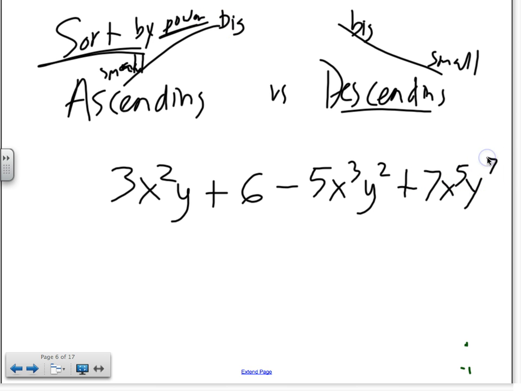So what I have up here is 4 terms. 3x squared y plus 6 minus 5x to the 3rd y squared plus 7x to the 5th y to the 7th. Notice I read it fast, but technically speaking, I should have said 3 times x squared times y plus 6 minus 5 times x to the 3rd times y squared plus, okay, you know there's a multiplication in between, right? When I ask you to sort, I will give you a direction to sort because you would know whether it's ascending or descending, right? So I'll give you this. I want you to sort this in descending order.